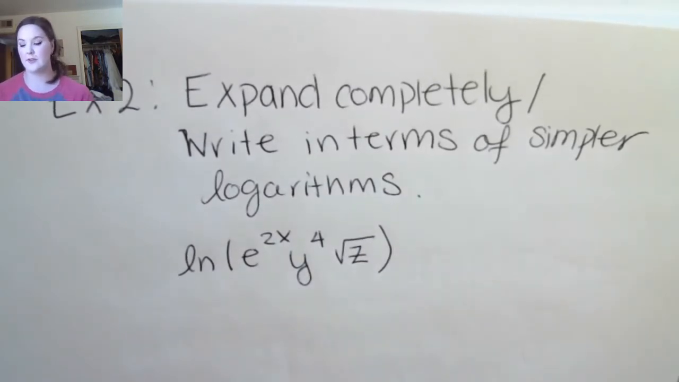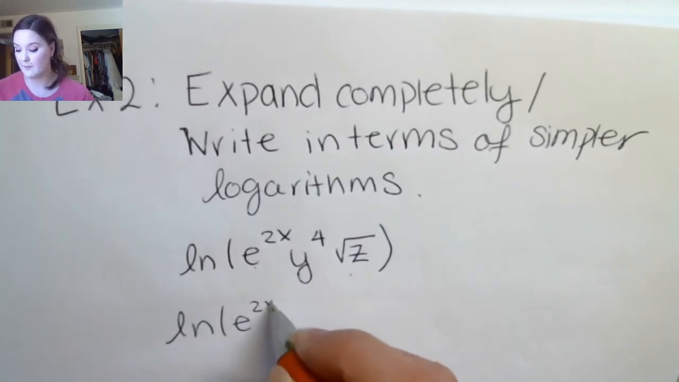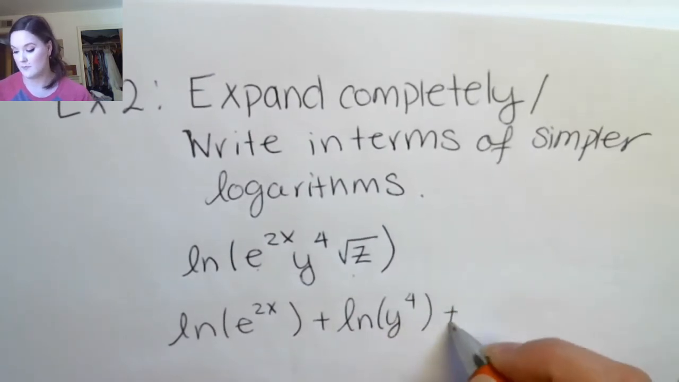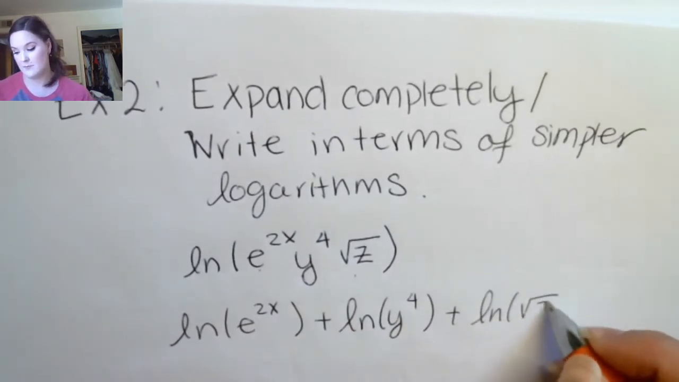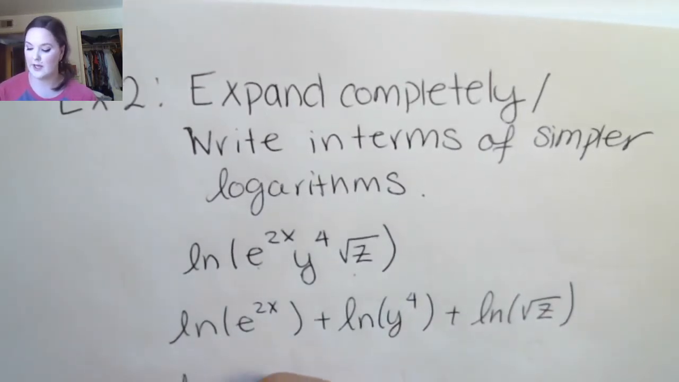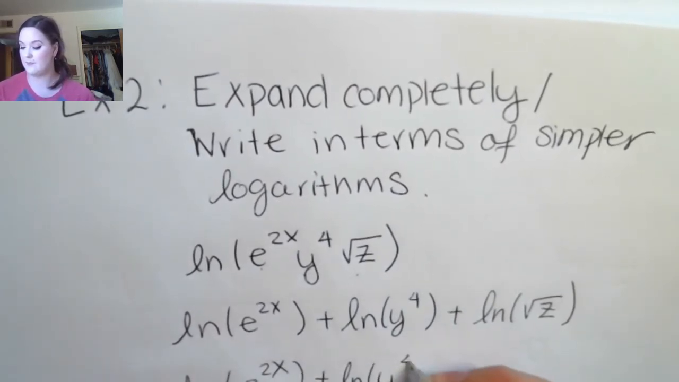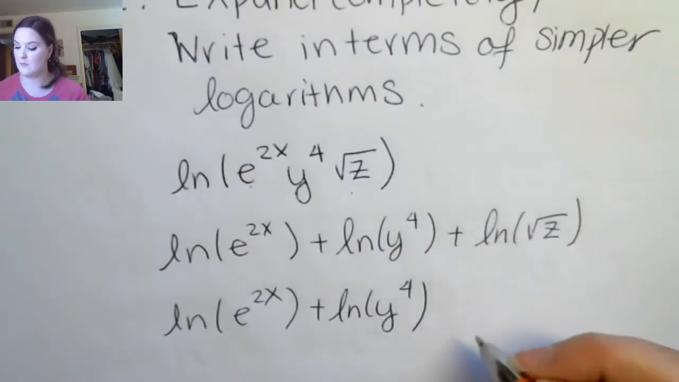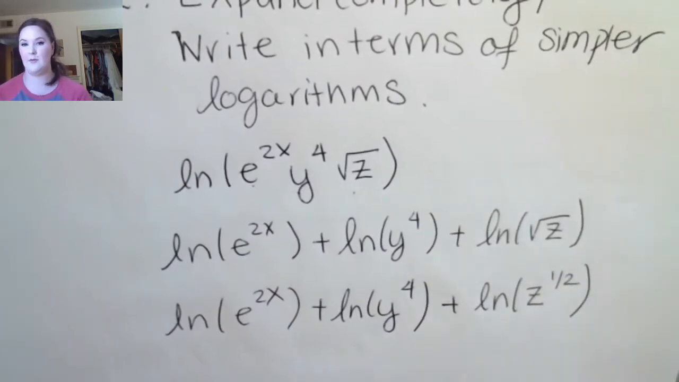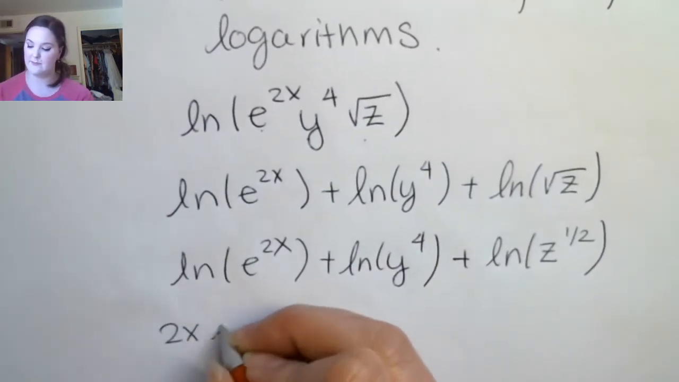Okay, so let's look at one of those. The first thing I'm going to do is split up my product. Now I'm going to change root z into an exponential form. And last I'm going to bring out all of my exponents as coefficients.